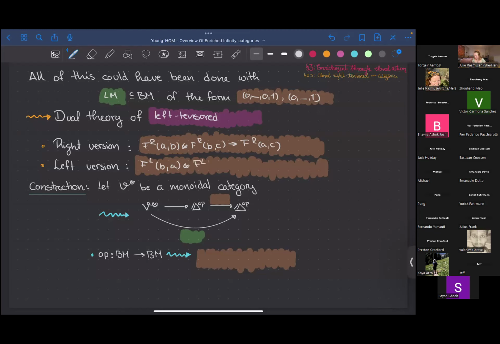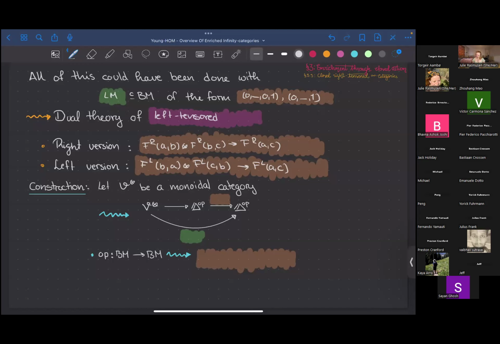And this is more compatible with the way that things are done in, for example, higher algebra. So a lot of it is up to conventions and how you prefer to look at it. But there is a nice connection between these.